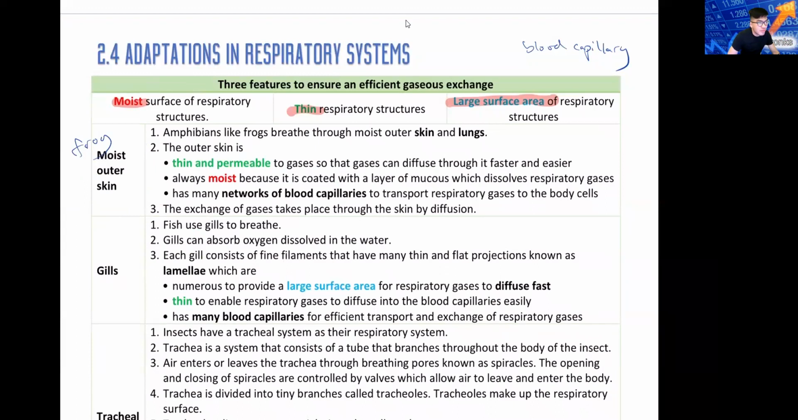All right, so as you can see, people are coming in. Okay, yes, hello Dylan. Anyway, so let's look at frogs.